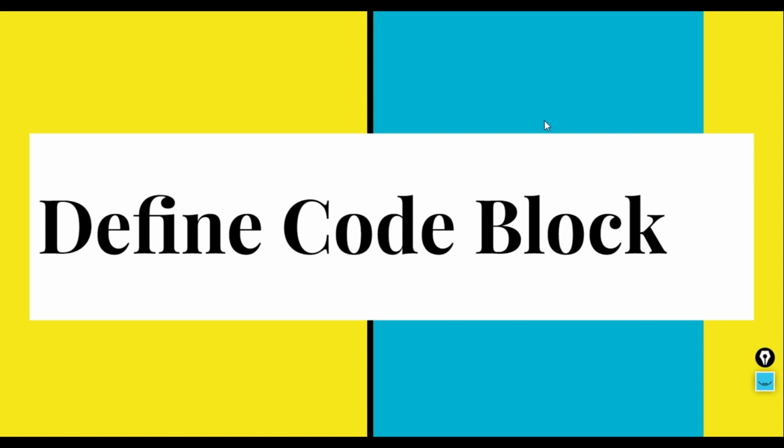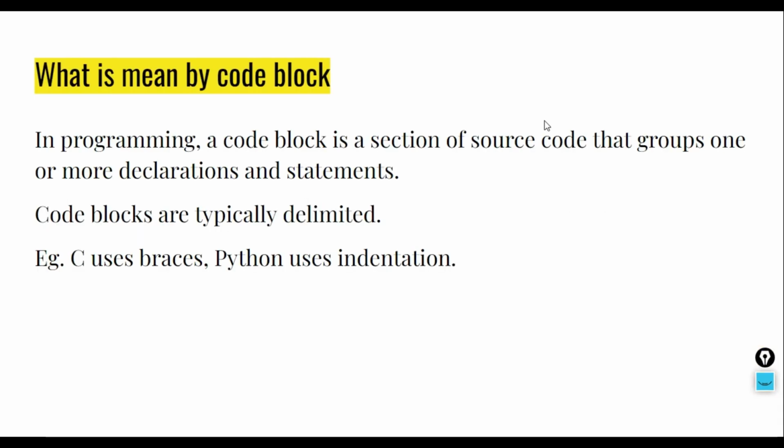So today we will see how to define a code block in Python. Before that, we will see what is meant by a code block. In programming, a code block is a section of source code that groups one or more declarations and statements. Code blocks are typically delimited. It means a code block is going to contain some declarations and statements, so it will be a group of code. For defining a code block, C uses braces and in Python we use indentation.